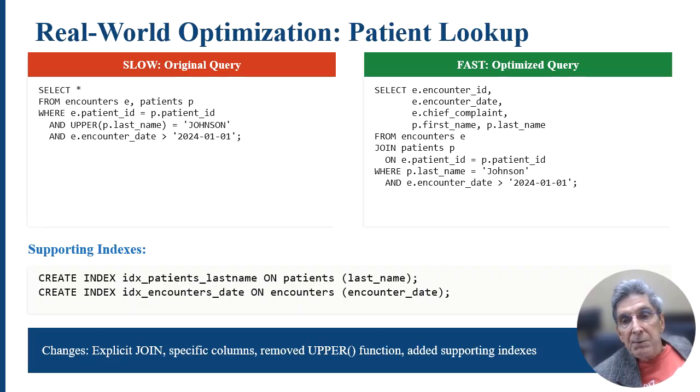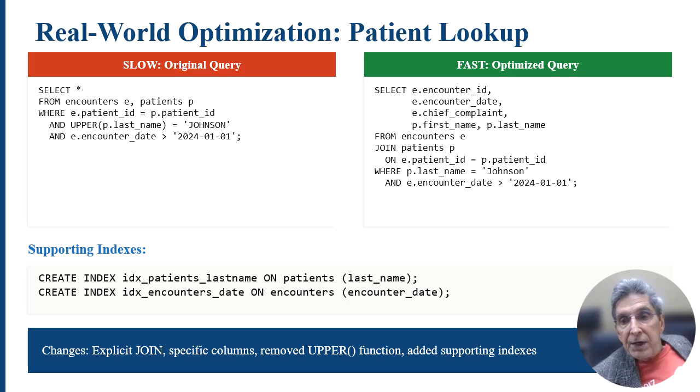On the other hand, the optimized version fixes all 4 of those issues. It specifies only the columns actually needed: encounter ID, encounter date, chief complaint, first name, and last name. It uses explicit join on syntax, which is the modern standard and clearly separates join conditions from filter conditions. It removes the upper function and matches the case directly, which allows an index on last name to be used. And it adds 2 supporting indexes, one on patients for last name and one on encounters for encounter date.